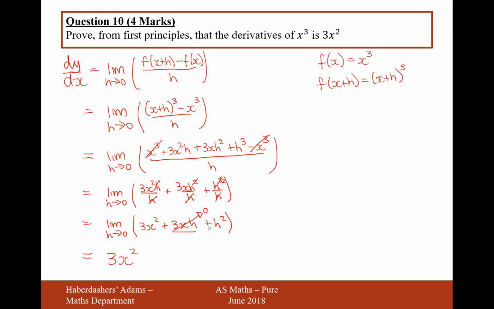And h squared, that's going to tend towards 0 very quickly because anything that's close to 0 being squared goes to 0 very much quicker. So that's definitely going to tend towards 0. So therefore the answer is just 3x squared. It's the only bit that doesn't have an h attached to it where the h will tend towards 0. So there we are. That's the answer for this question.